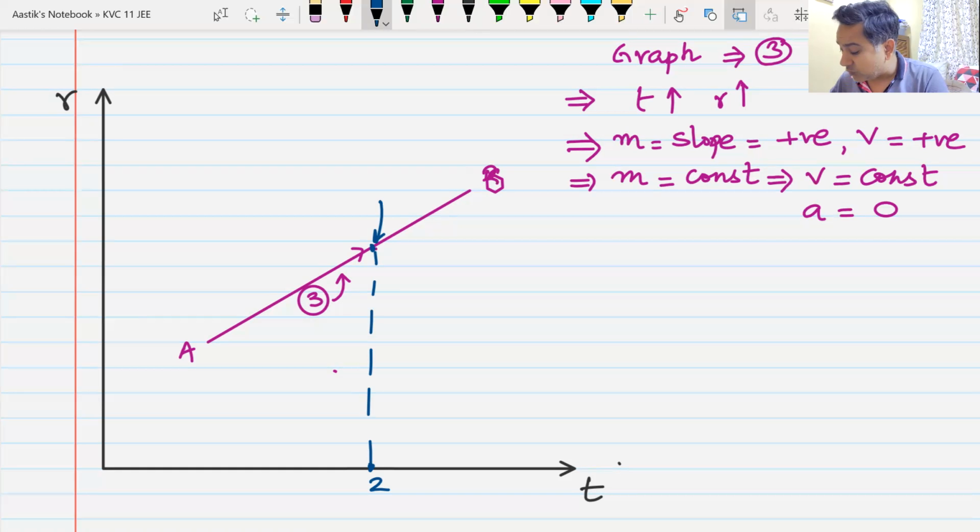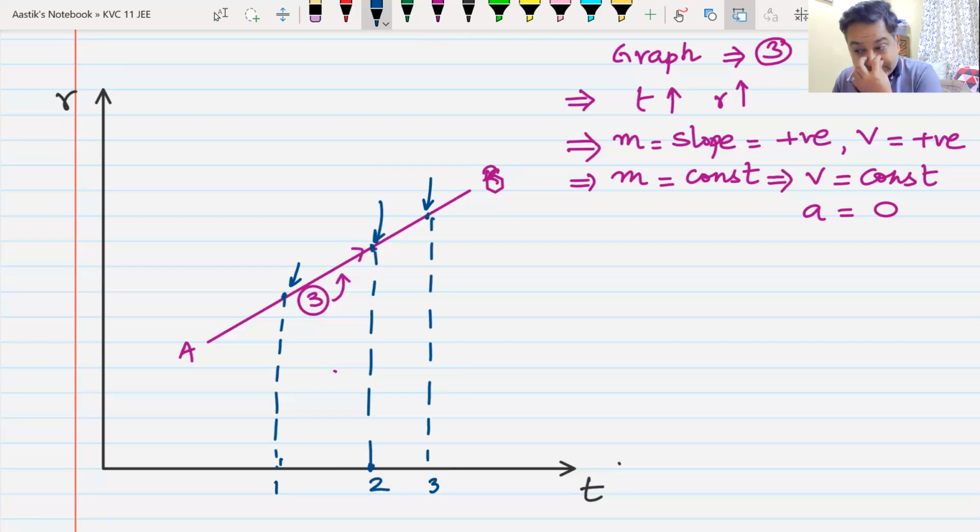So even if you find the slope at this point, or this point, or this point, at 1 second, 2 seconds, 3 seconds, are they going to come same or different? Same. They are going to come same.